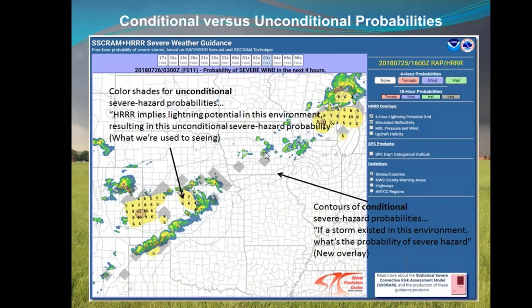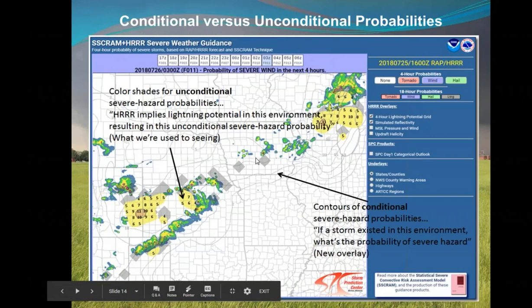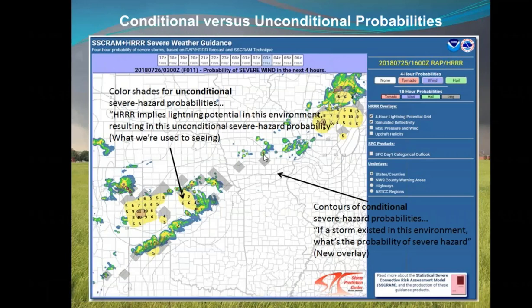The conditional nature is going to help us effectively provide that level of messaging, the innards of the messaging that are critical for actionable decision making. And so we have the conditional probabilities and all those contours over here. But are we going to have lightning occur in that area?